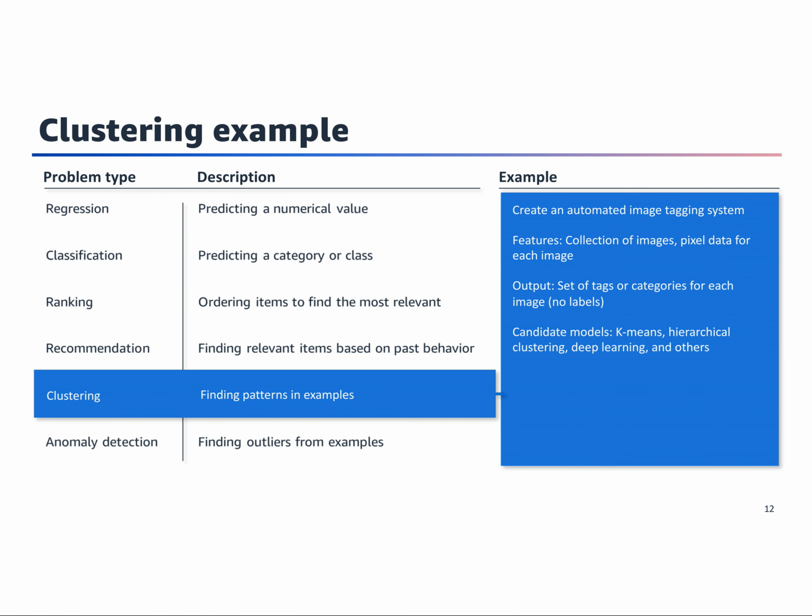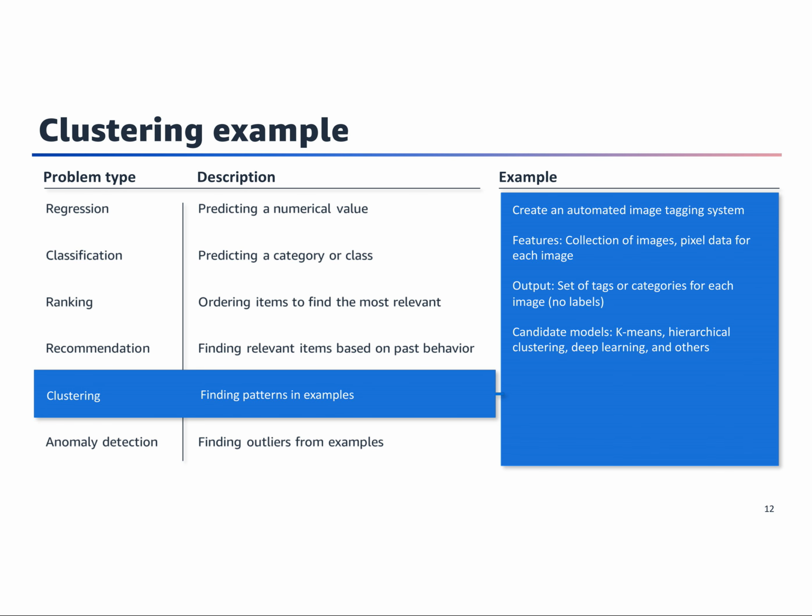One approach to solve this problem is a clustering algorithm, such as k-means or hierarchical clustering. These algorithms work by grouping the images into clusters based on their similarity to one another. You can then use the resulting clusters to assign tags to the images. Alternatively, you could use a deep learning model, such as a convolutional neural network, CNN, to automatically extract features from the images and use these features to classify the images into different categories.